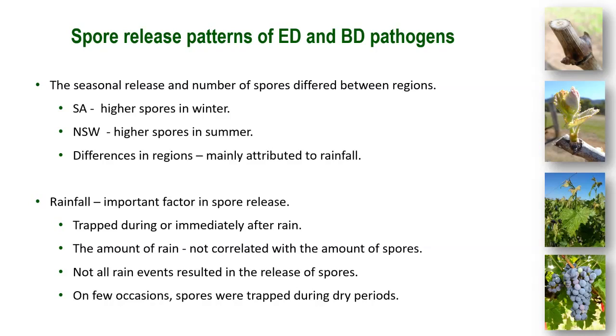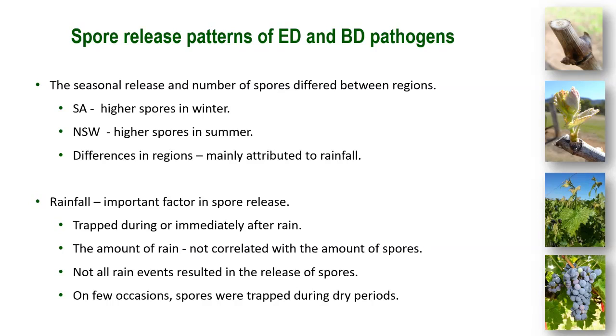However, it's also important to know that not all rain events resulted in the release of the spores. And the amount of time for the fungi to produce new spores may explain this lack of spores trapped during some rainy periods. And also on a few occasions, spores were trapped more than a week after a rain event. The spore release during these dry periods may be attributed to other environmental factors like relative humidity or dew.